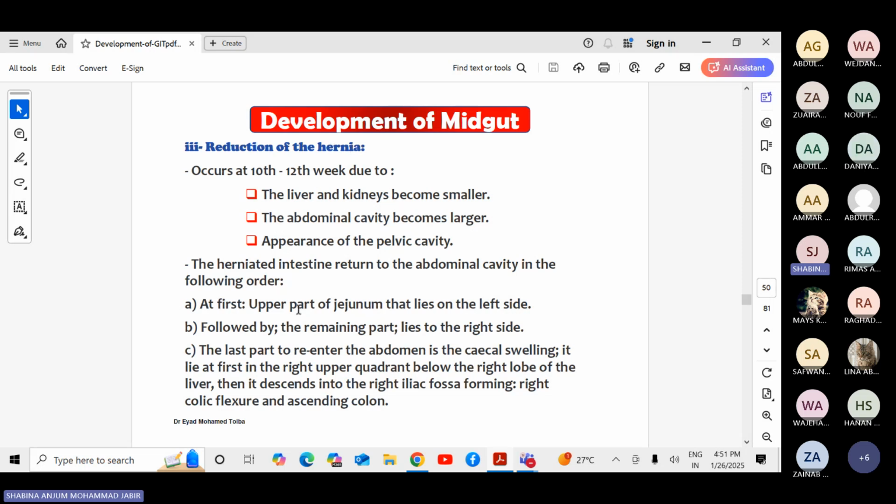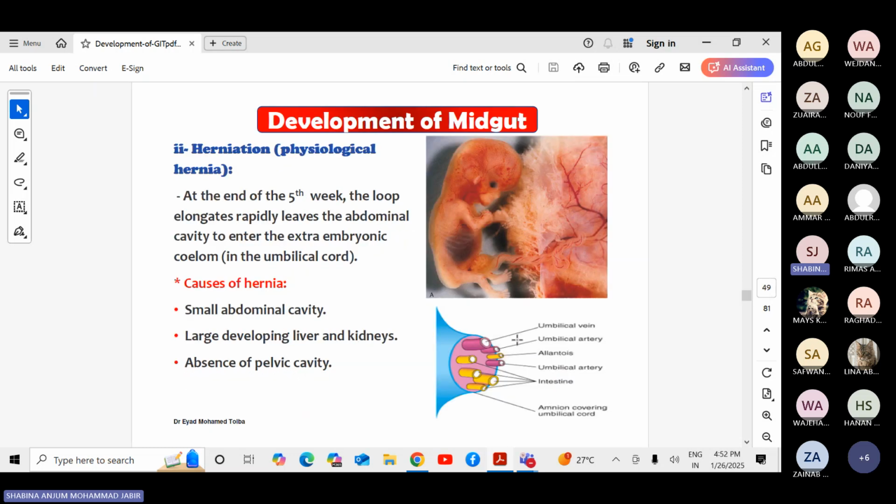At first, what will come first? The upper part of the duodenum will come and lie on the left side. Then the remaining part will come, which will be on the right side. Because there is development of the cecal swelling, as it will be larger, it will be the last part which will re-enter the abdomen.